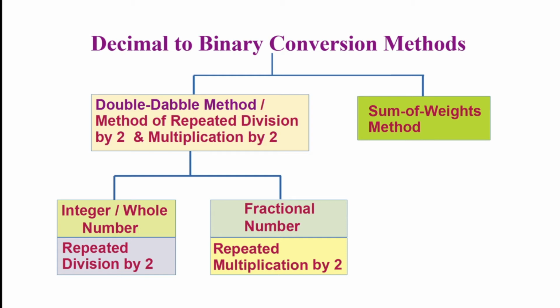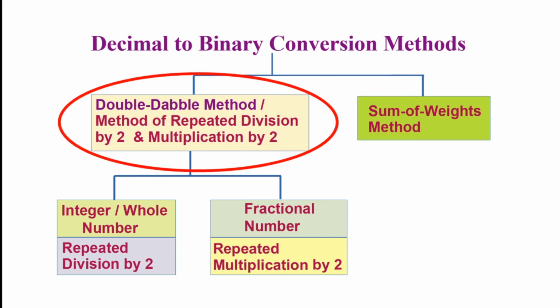For a mixed number, the integer part is to be converted to binary by using the repeated division by 2 method, and the fractional part is to be converted to binary by using the repeated multiplication by 2 method, and finally they are to be combined accordingly. Today we will concentrate our discussion on double method.